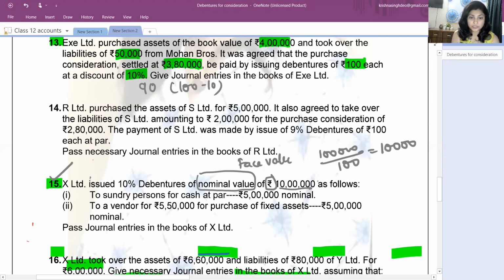As follows: sundry persons. They have issued to some people for cash rupees 5 lakh nominal. To vendors, rupees 5,50,000 for purchase of fixed assets of 5 lakh. This is particularly important. How much payment was made to vendors? Debentures of 5,50,000 were issued for a purchase consideration of fixed assets of 5 lakh.